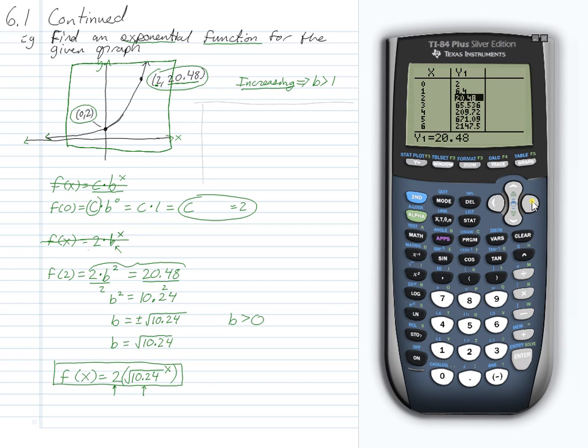So that second point lies on the graph, and that is all that we were asked to accomplish. So our graph does what we want it to do. It's an exponential function, and that is all that we need.